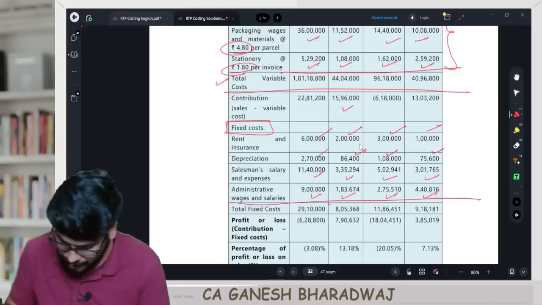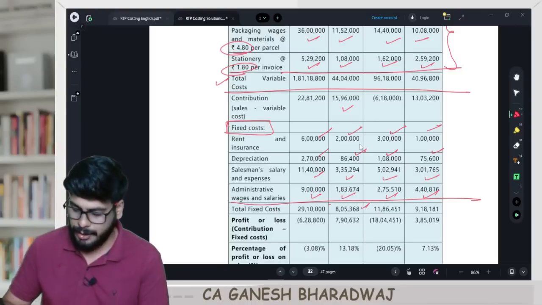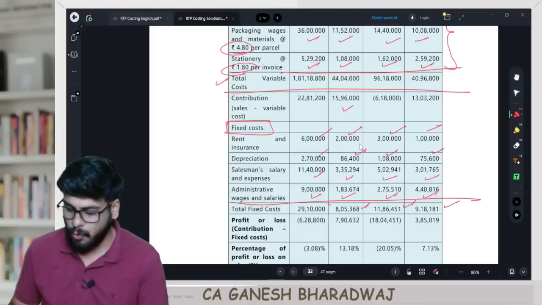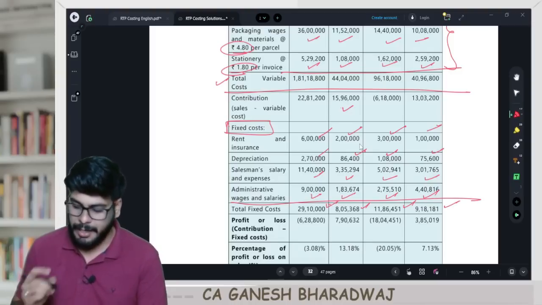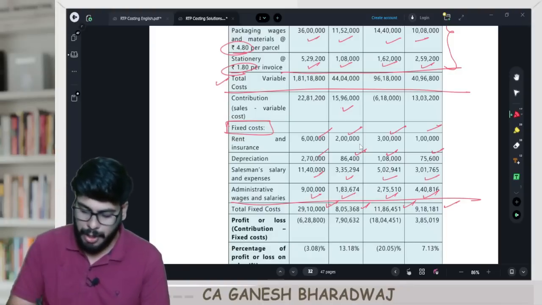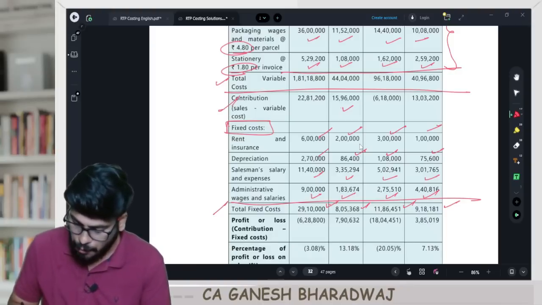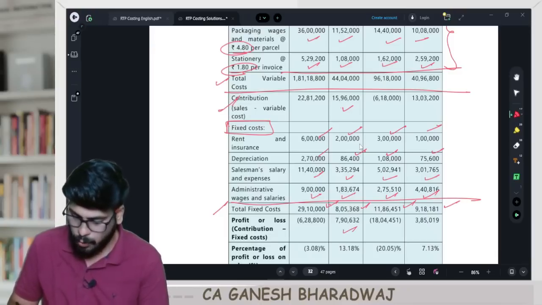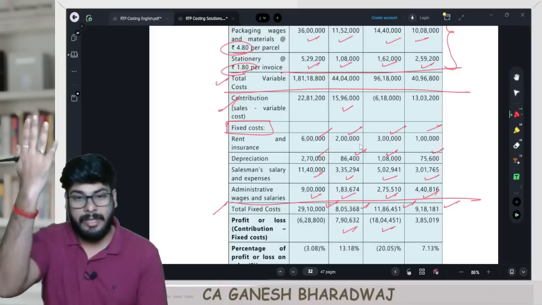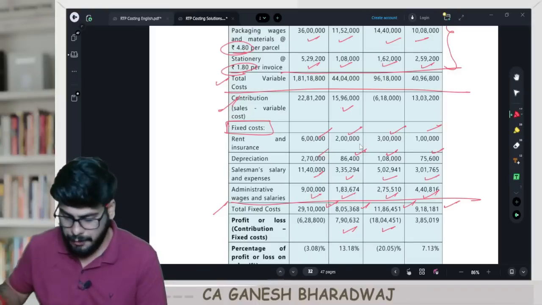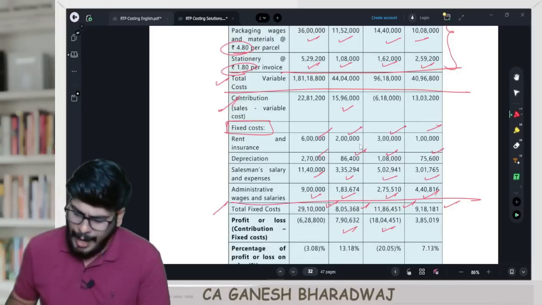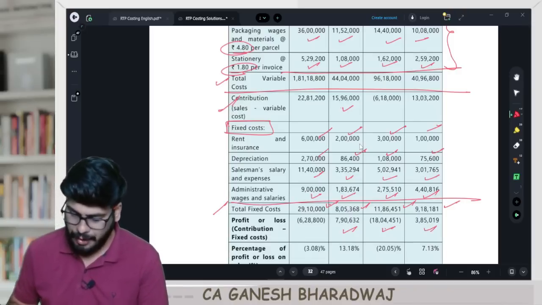So the sum total of fixed cost comes out to 8,05,368, 11,86,451 and 9,18,181. You add up everything, you get 29,10,000. Right? So now the final profit is going to be contribution minus fixed cost. So product wise, product A has a total profit of 7,90,632. Product B, obviously the contribution itself is negative. Further you reduce fixed cost, it will be even more negative. It's going to be 18,04,451. And for product C, it's going to be 3,85,019.